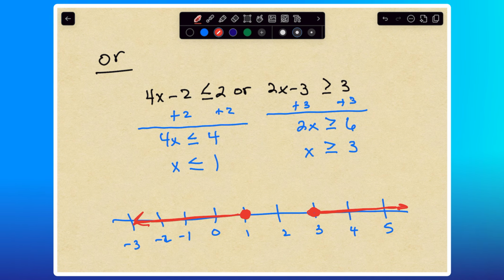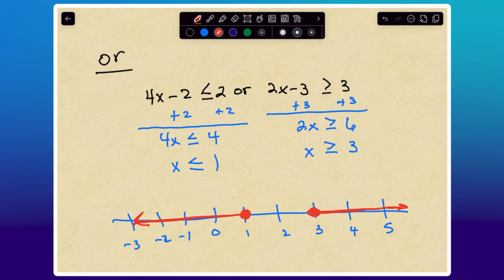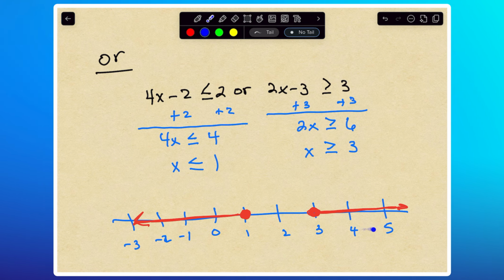You see how that is? There are two lines going in the opposite direction. This one's going that way, and this one's going that way. And that's how you draw an OR statement. That's how you graph an OR statement as well.